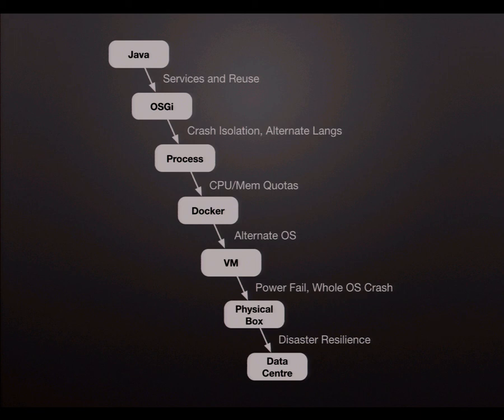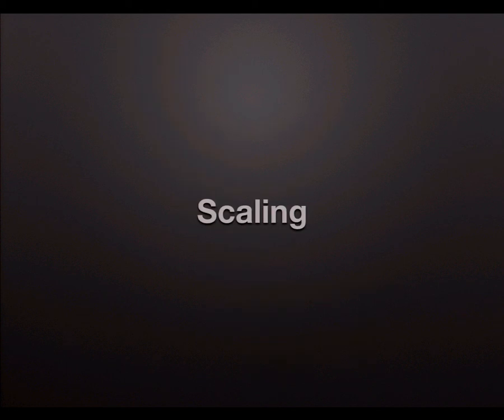And then, of course, if you need an alternate OS, you need to go up to a VM and whole physical boxes for coping with power failures and other serious problems. So that's kind of the continuum, as I see it, of isolation and where OSGi sits in that in relation to microservices. And as I said, we can do a lot of stuff with microservices in OSGi without using separate processes.